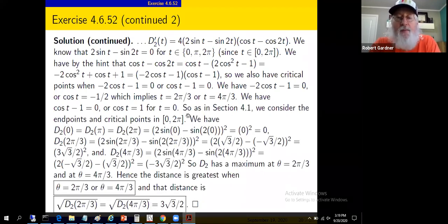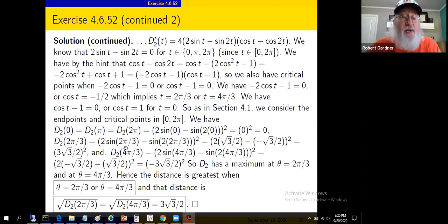So, closed and bounded interval, we found critical points and endpoints. The endpoints were 0 and 2 pi. In addition to those, we had the critical point pi, the critical point 2 pi thirds, and 4 pi thirds. Yeah, that's in the interval 0 to 2 pi. So we need to check 0, pi, 2 pi, 2 pi thirds, and 4 pi thirds. And let's see what happens.